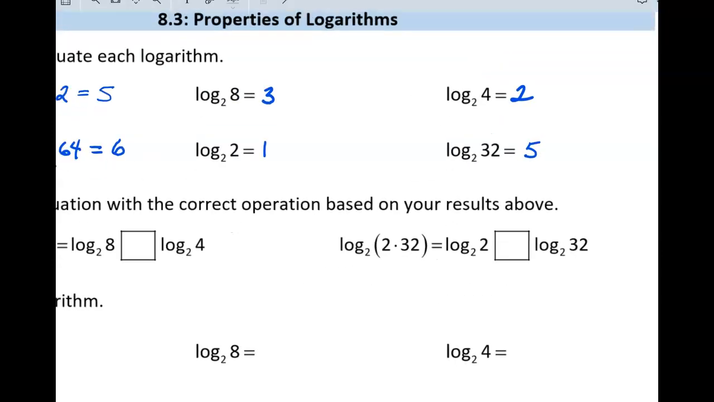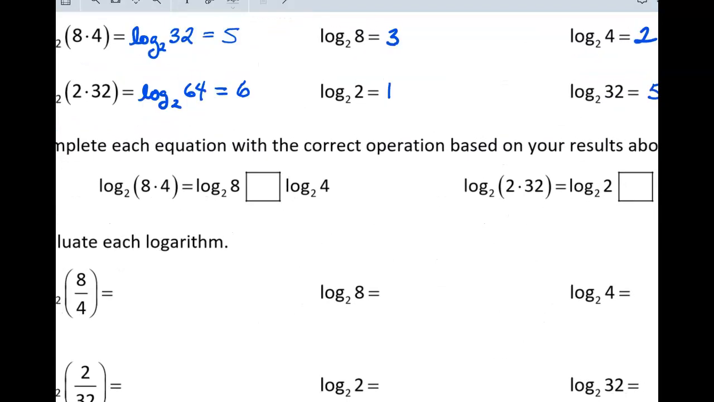All right, so now let's take those values and insert them here in each of these statements. So log base 2 of 8 times 4 is, we said, 5. So 5 equals log base 2 of 8, which is 3, and log base 2 of 4, which is 2. I think we can argue that there should be a plus sign there. 5 is equal to 3 plus 2.